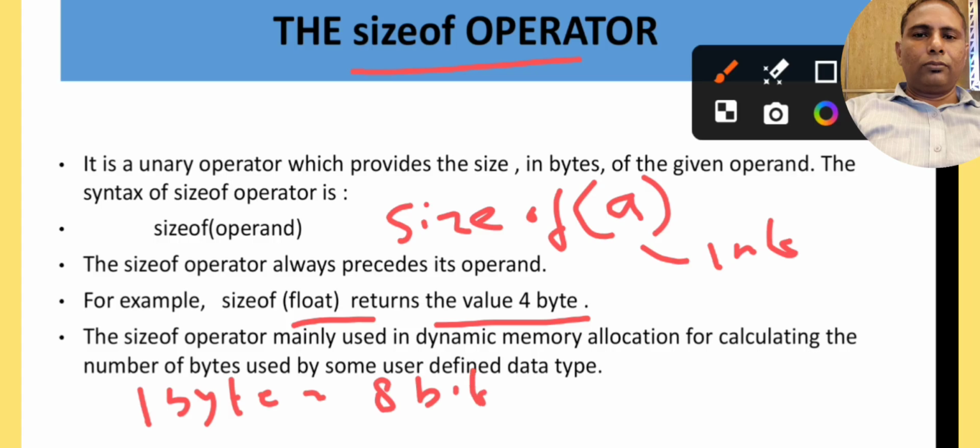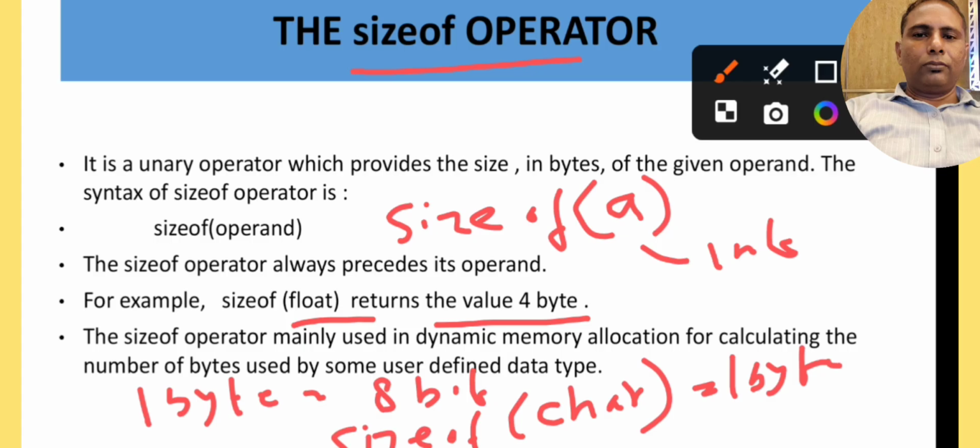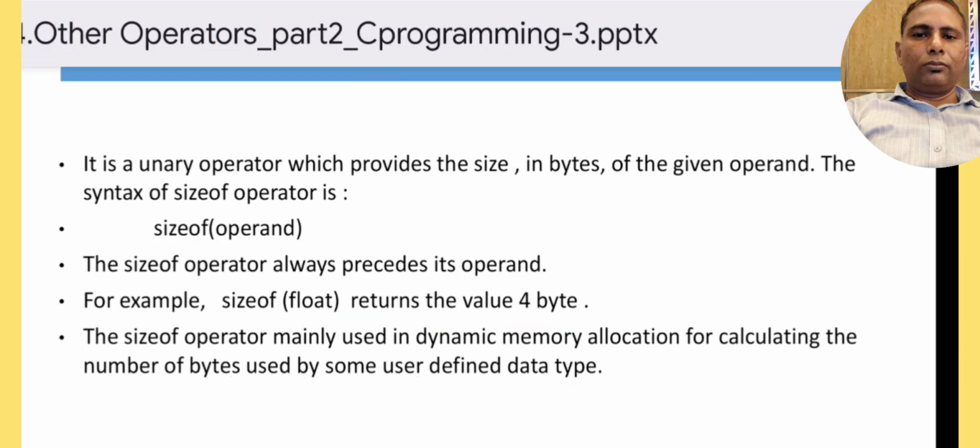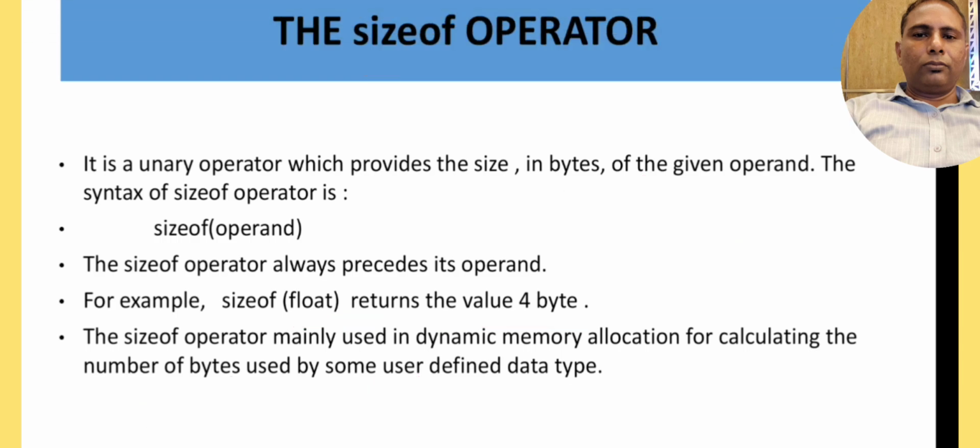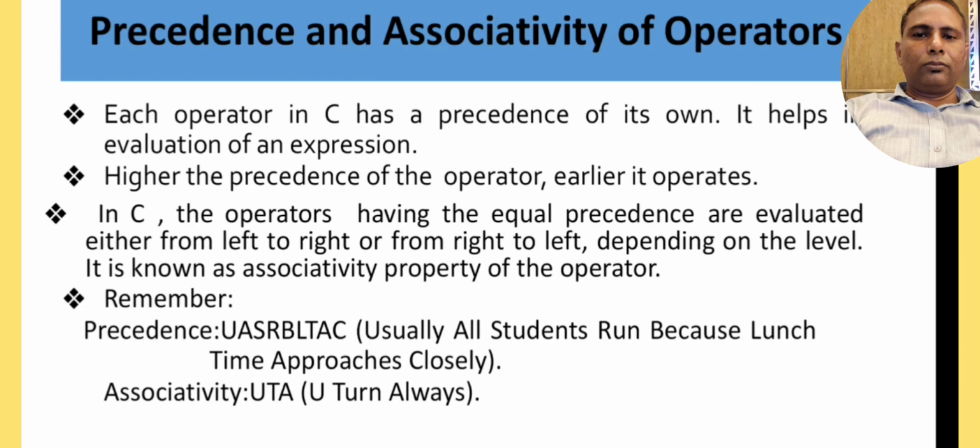So like this, if we write sizeof char, for example, if it is any character, the size of a character is 1 byte. 1 byte means 8 bits. So like this, if we want to determine the size of any variable, we can determine it by the sizeof operator. Now, what is the meaning of precedence?